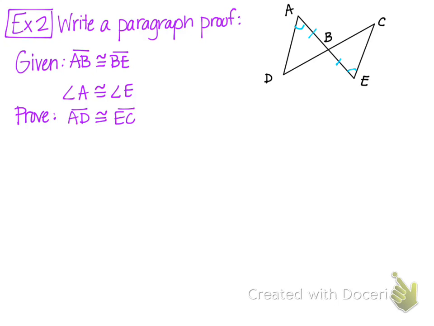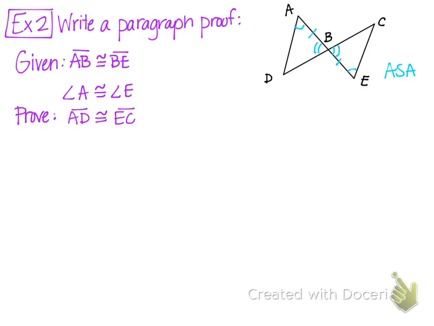Well, if you take a look here, we have some vertical angles. This angle and this angle are vertical, and we know that vertical angles are always congruent. Now we have enough information to say that these 2 triangles are congruent. These 2 triangles are congruent by angle, side, angle. Now notice that side is between those 2 angles. Okay, so let's start our paragraph proof.